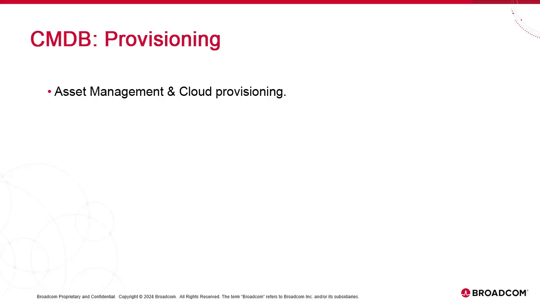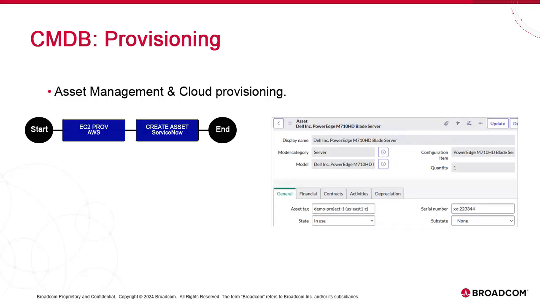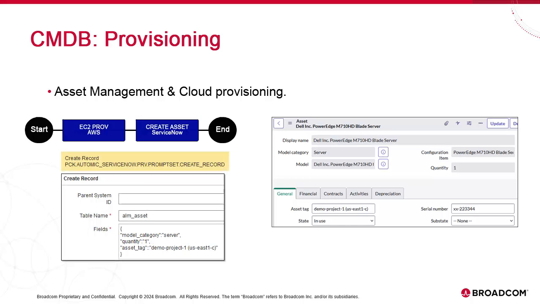Combined with the ServiceNow integration, we're able to coordinate the physical creation of the VM in EC2 with the creation of the matching VM assets in the ServiceNow CMDB. We're able to match a new EC2 or GCP VM with a corresponding asset in ServiceNow to ensure integrity in the organization's asset management program. For this, we use the generic create record action and reference the ALM_asset table. You specify the fields: model, quantity, tag, and so forth.